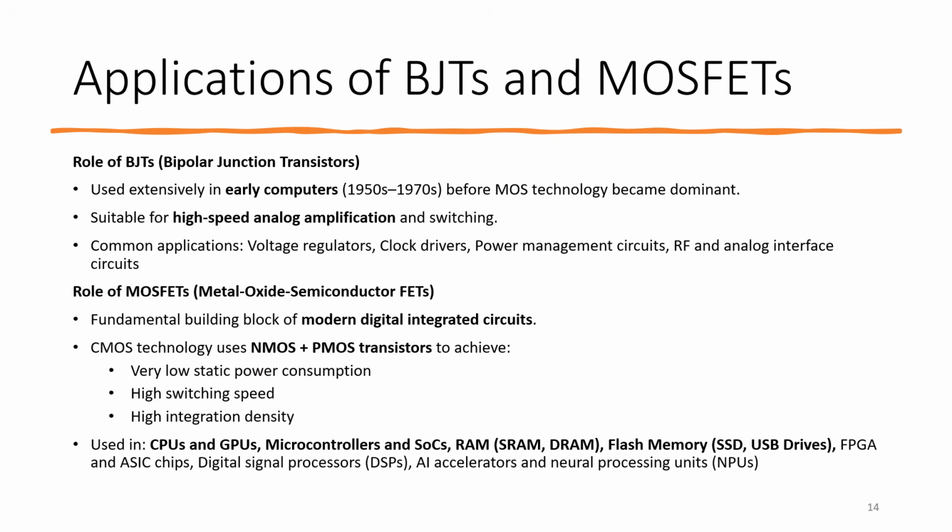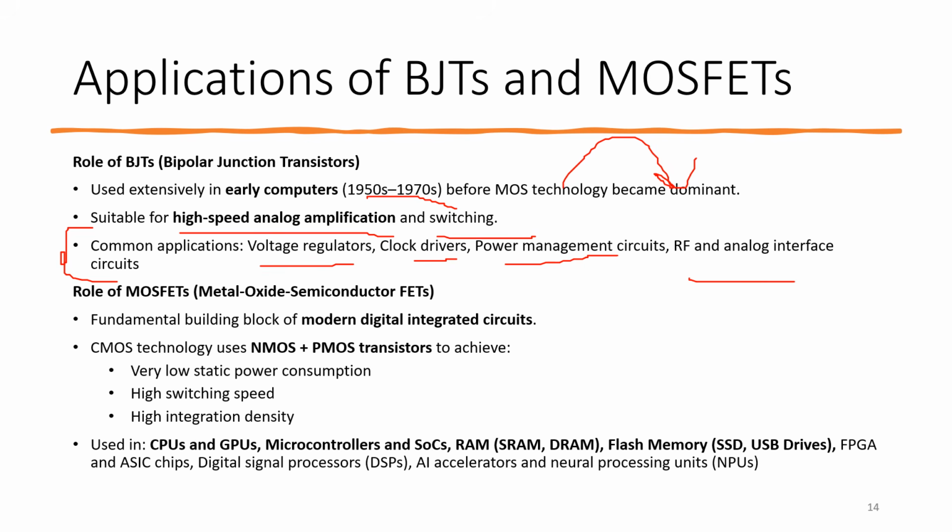Now these transistors can be classified into bipolar junction transistors and metal oxide semiconductor field effect transistors. From the 1950s to the 1970s, before MOS technology became dominant, we were using BJTs in early computers, and they had high speed analog amplification and switching. This was the property of the BJT, and it has applications like voltage regulators, clock drivers, power management circuits, and RF and analog interface circuits. All these circuits are based on them.